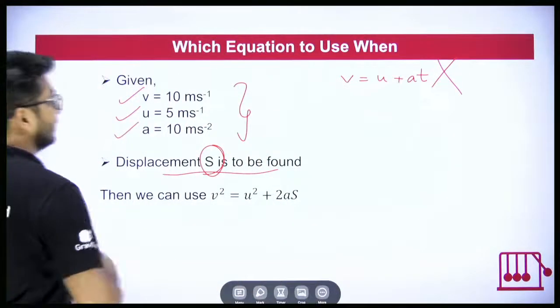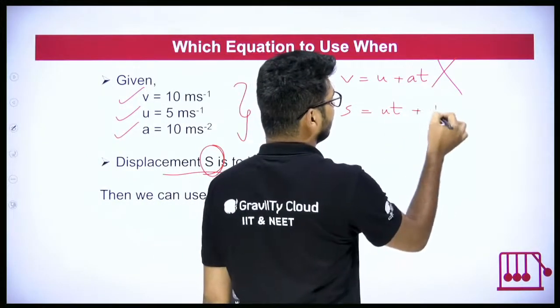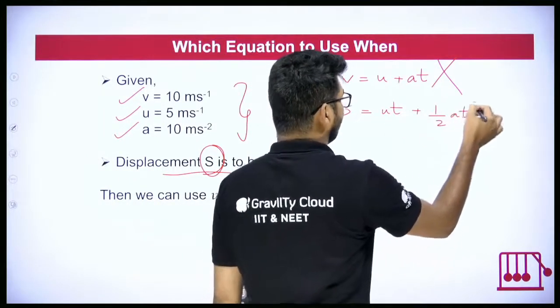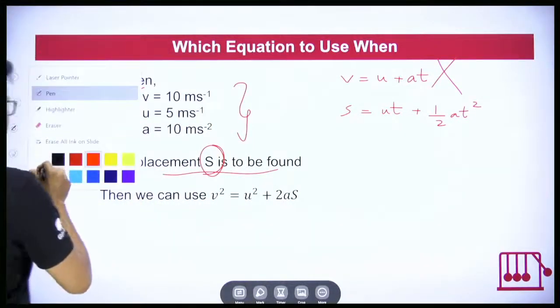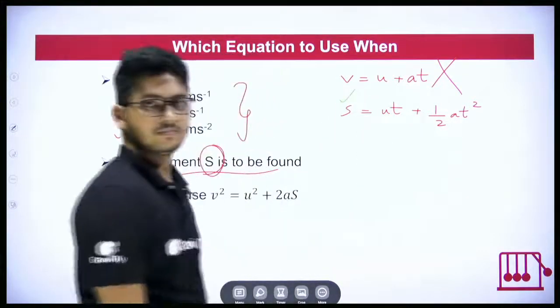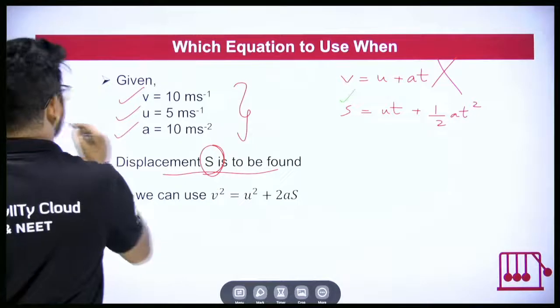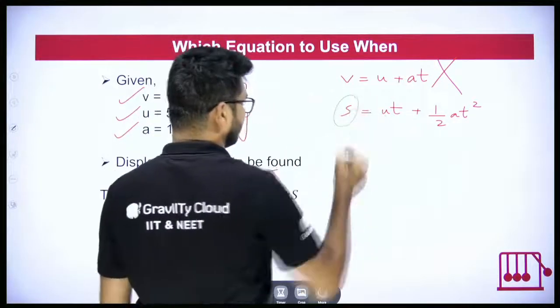Then I'll go with the second equation. What is the second equation? S is equal to ut plus half at square. The first thing that you have to do is check whether you have S. Is there S in this equation? Yes, we have S. Do we know S? We don't know S. S is an unknown quantity. We have to find out S.